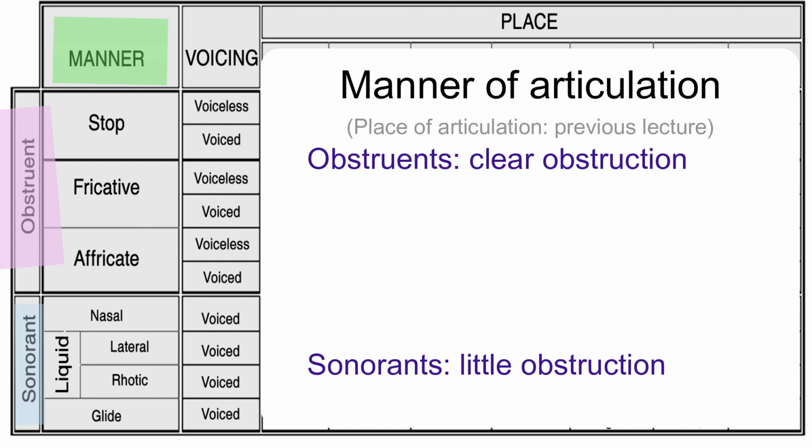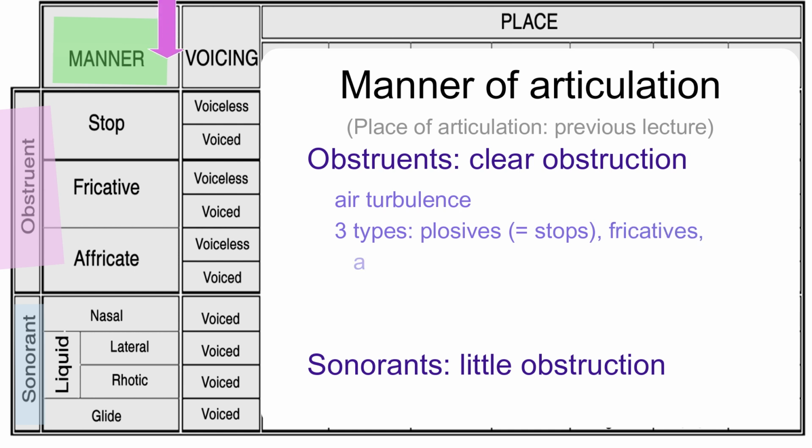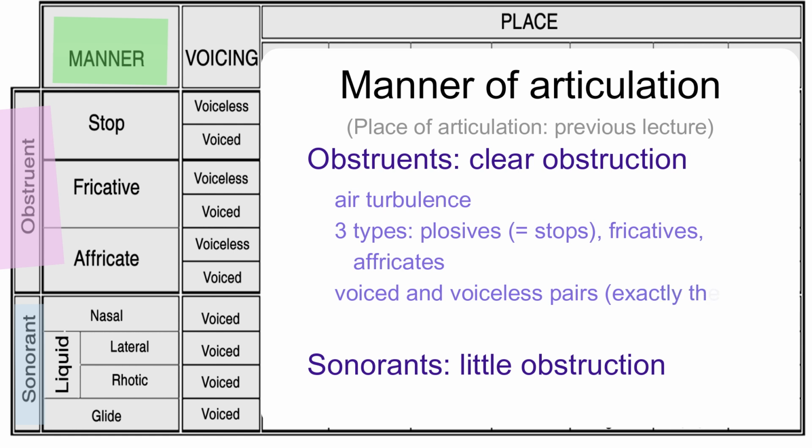Obstruents. Most consonants are obstruents. With obstruents, there is turbulence in the airflow as the airflow is obstructed or restricted in some manner. Depending on the manner of restricting the airflow, obstruents can be further divided into three types: plosives or stops, fricatives, and affricates. Most obstruents occur as voiced and voiceless pairs, with two sounds being produced identically from a mechanical standpoint.